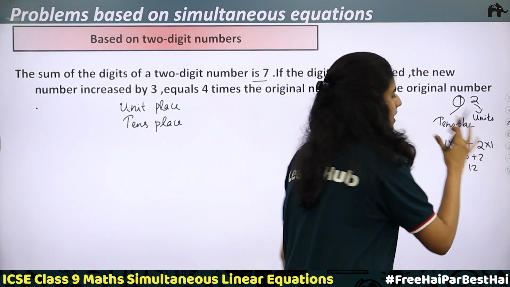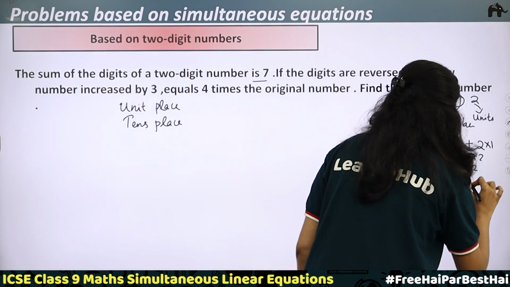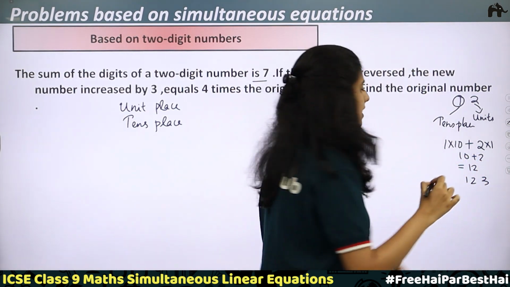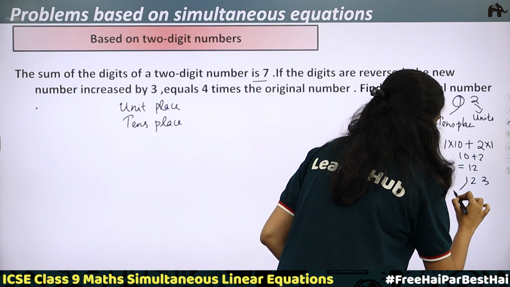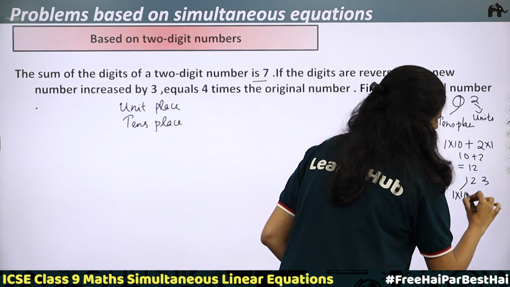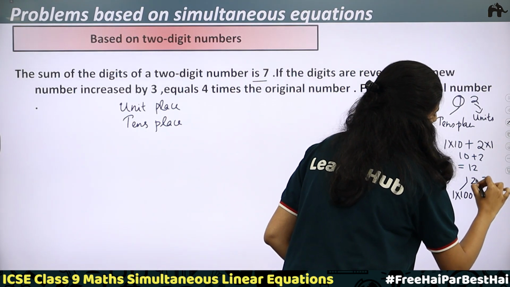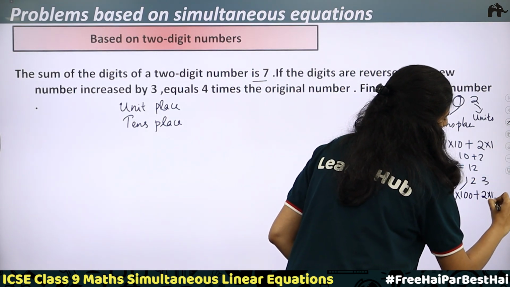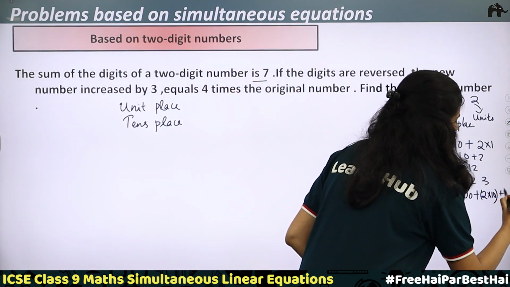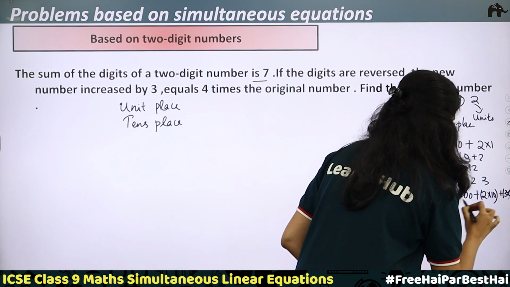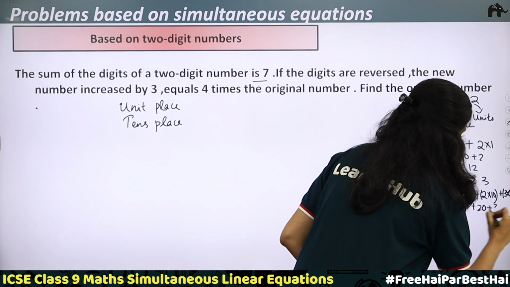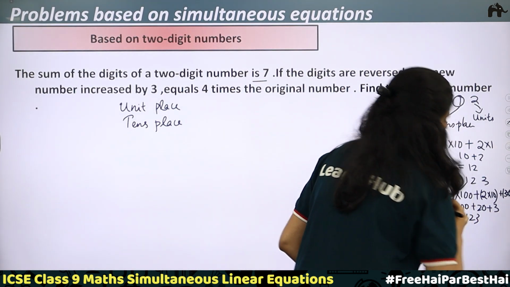Now, if you have a 3-digit number, for example, 123, how do you get 123? You have to multiply the hundreds place number with 100 plus 2 into 10. So 2 is in the tens place. 3 is in ones place or units place. So 100 plus 20 plus 3, which is 123.